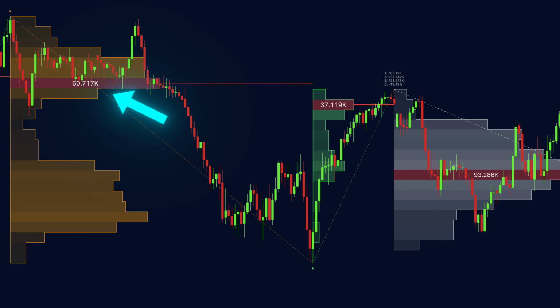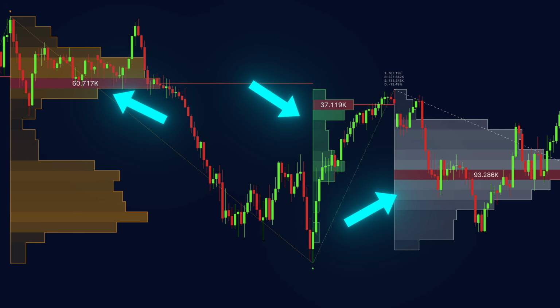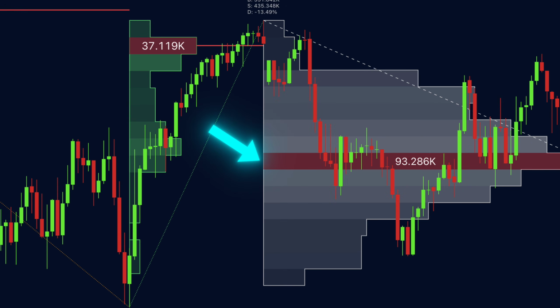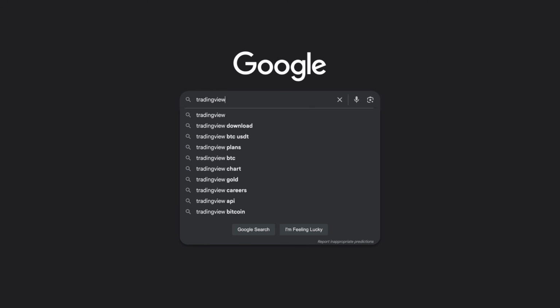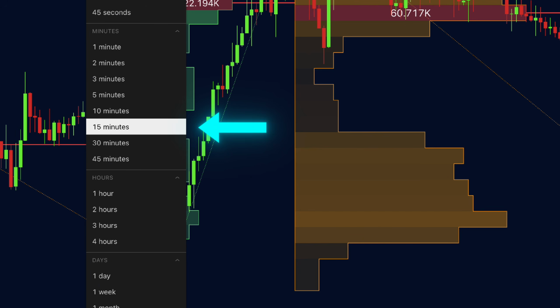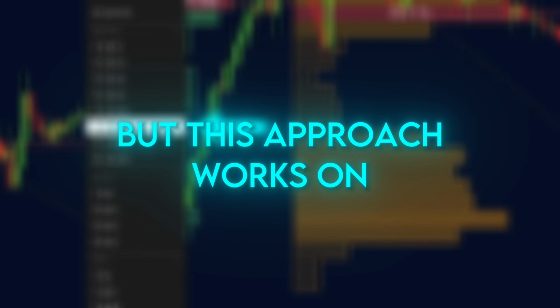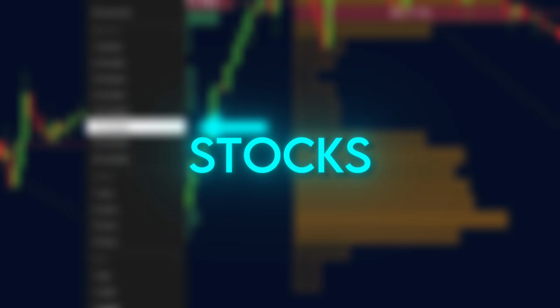Instead of creating one profile for the entire chart, it builds a separate volume profile for each individual swing, allowing you to see exactly where traders were most active during that leg of the move. To demonstrate this tool, open TradingView and load any chart you want. I'm using the 15-minute time frame here, but this approach works on forex pairs, crypto, stocks, or commodities.